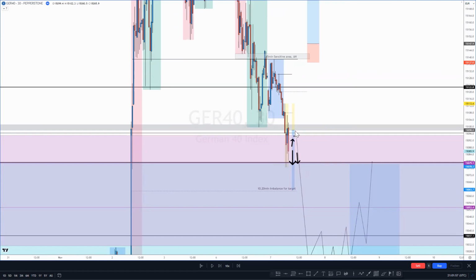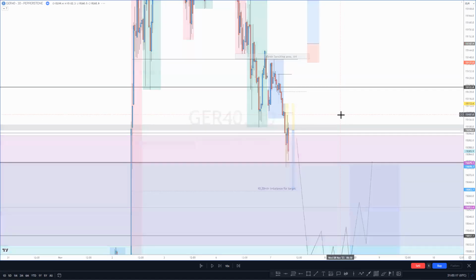But if we can push up and then I can get an entry from, say, somewhere up here, then price has pushed away. It's given me more room to take that trade. So I was looking for the sells, but I was looking for a pullback first. Okay, so there's the premise.